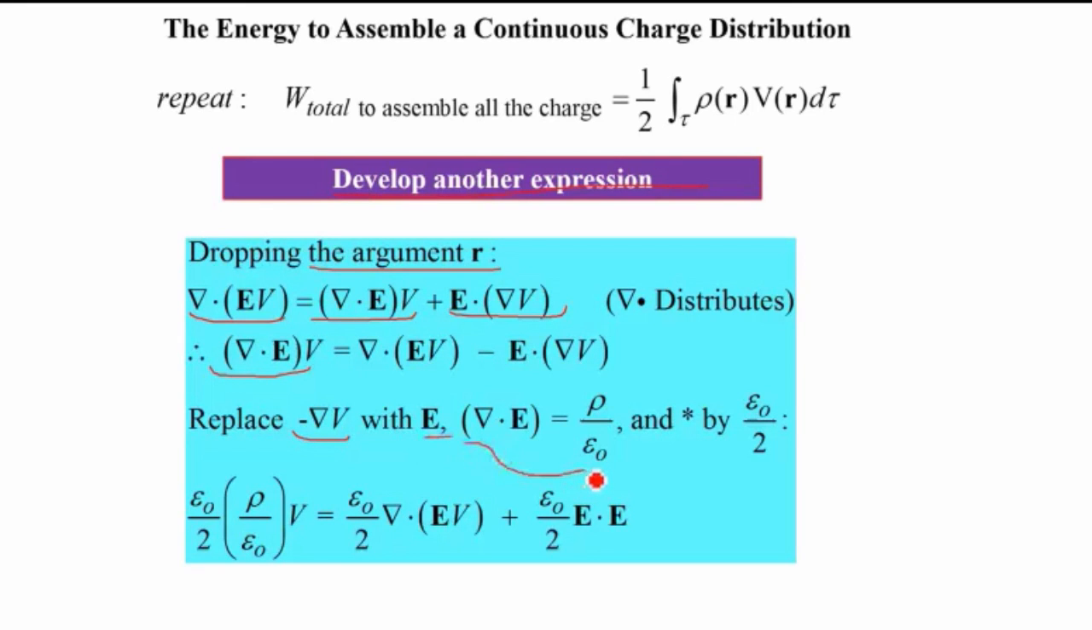Remember that the divergence of E is the charge density over epsilon naught. We're going to multiply by epsilon naught over 2. So I've done several things here. I've replaced this with E. I have changed del dot E to this dependence on rho, and then multiplied by epsilon 0 over 2. So if we do all that, the divergence term gives us this. The second term gives us this, and then the third term with a plus sign gives us this.